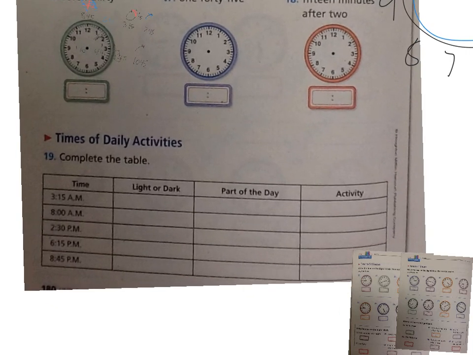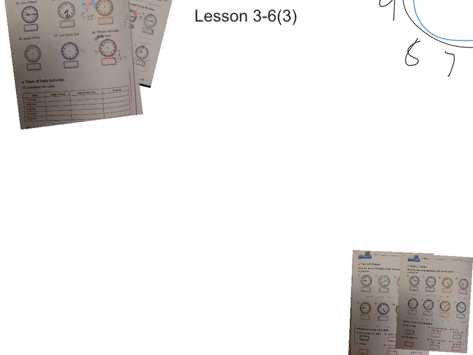Number 19 is to complete the table. 3:15 a.m., would it be light or dark? What part of the day is it? Remember, a.m. is morning. p.m. is night. Okay, so I want you to work on those.